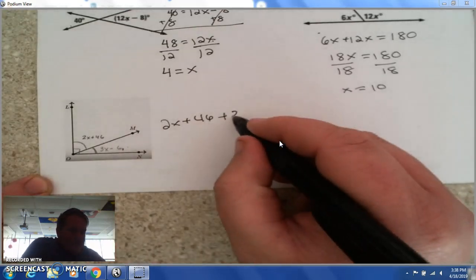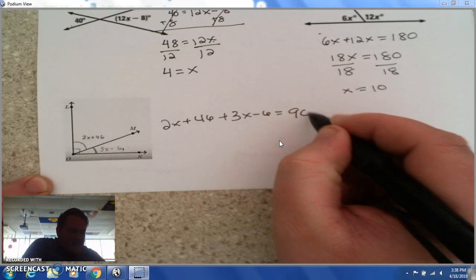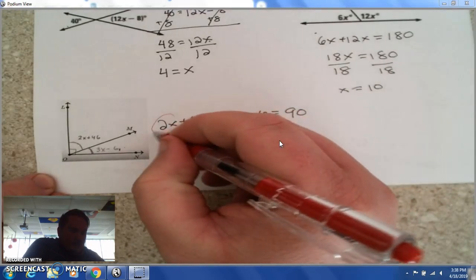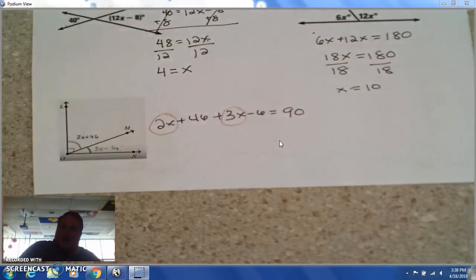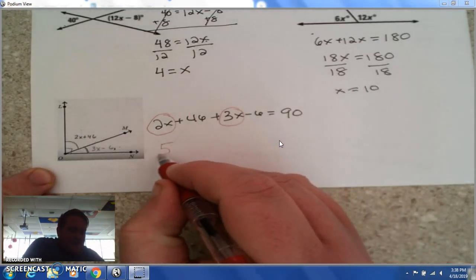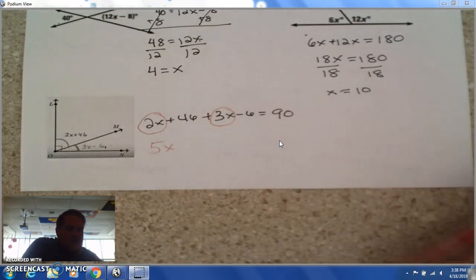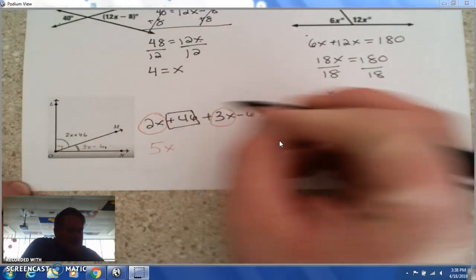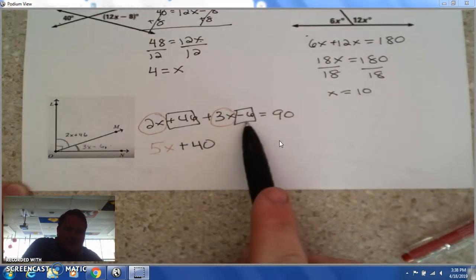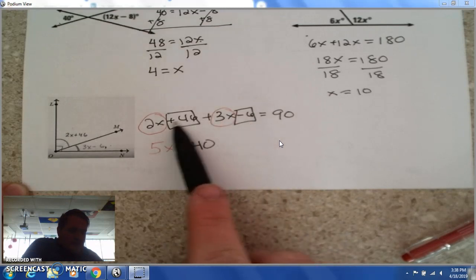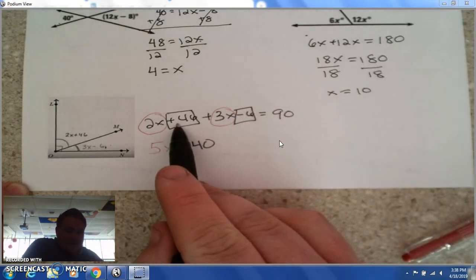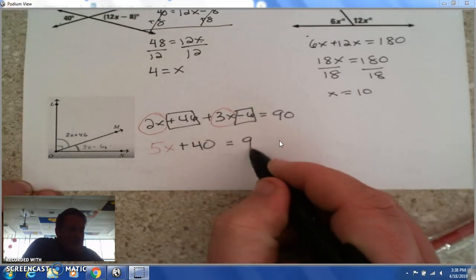plus 3x minus 6 will equal 90. So this is an equation. I'm going to combine my like terms. So my x's I can combine because these letters both have an x. That gives me 5x. Okay. And then I can combine my 46 and my negative 6 to get positive 40. Don't forget the sign in front of the number. This is a positive 3, a positive 46, a positive 2. That's a negative 6. So 46 minus 6, and that's going to equal 90.